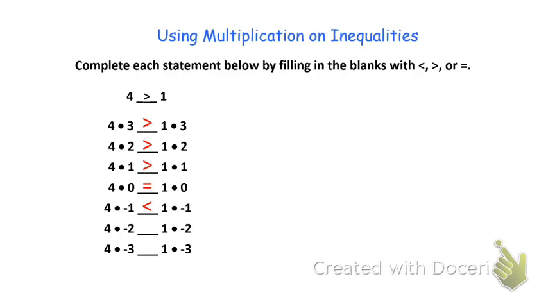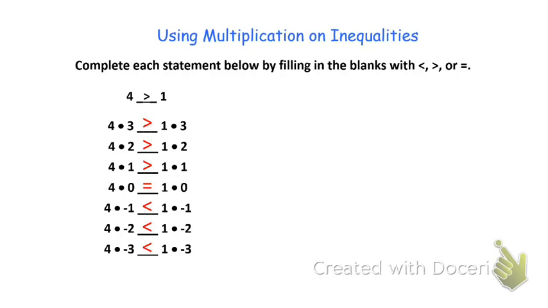Multiply both sides by negative 2. 4 times negative 2 is negative 8, 1 times negative 2 is negative 2. Now we get negative 8 is less than negative 2. And one more here, let's multiply both sides by negative 3. 4 times negative 3 is now negative 12, 1 times negative 3 is negative 3, and we get negative 12 should now be less than negative 3.